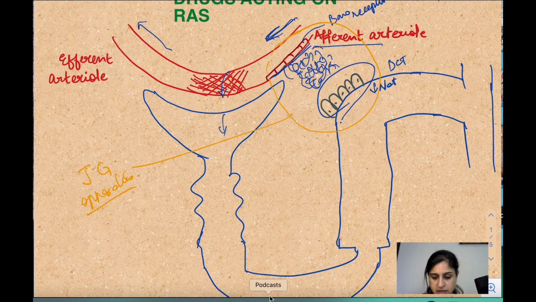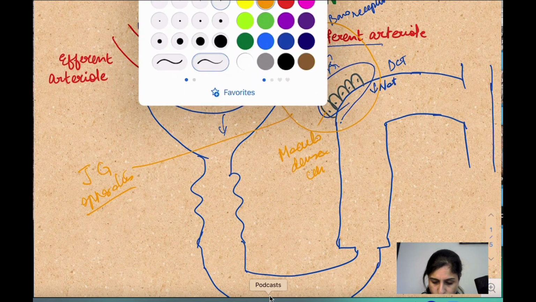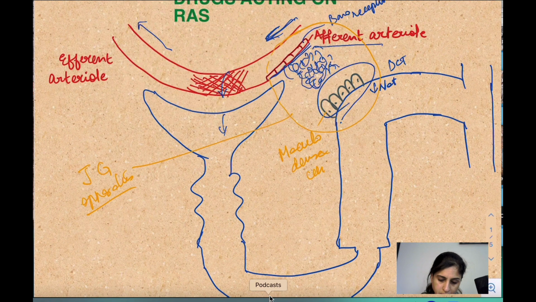So there are special baroreceptor cells. Then we have the macula densa. Okay? Because they are dense looking cells, they call them macula densa cells. And then we have certain cells in between. These are the mesangial and other juxtaglomerular cells. And through these cells, from somewhere here, this renin is going to be released into the circulation. So renin will be released in circulation.